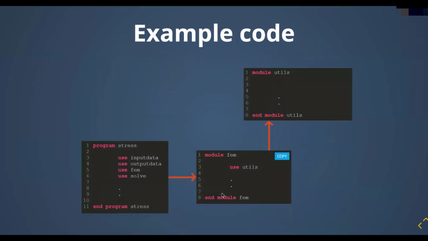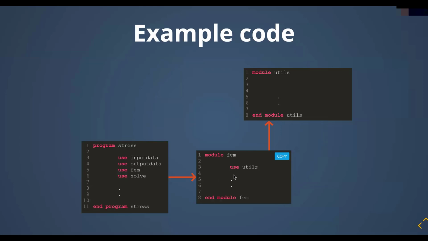So how does it look in source code? In this case, I have my program stress. And here I have an input data module, output data module, and finite element module, and I just tell it to use all these modules in my main program, and then I have access to all of these routines, subroutines, functions and data.